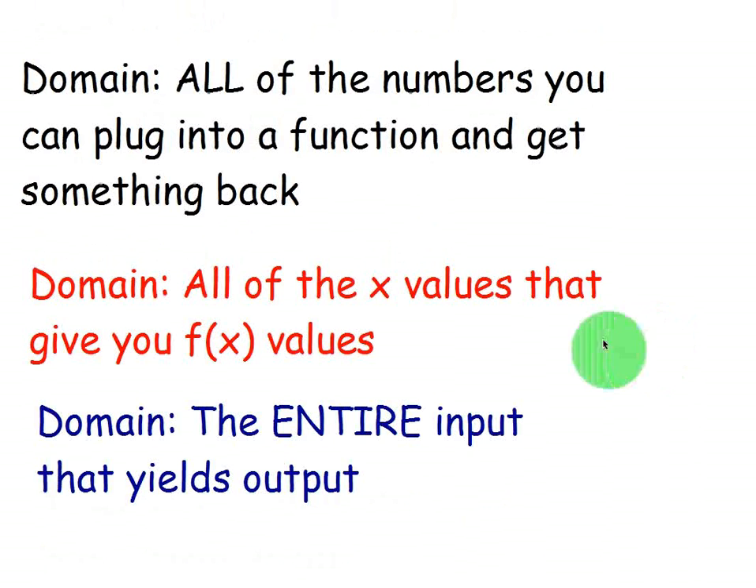The first definition is all the numbers that you can plug into a function and get something back. Okay? All the x values that give you y values or f of x values, and the entire input that yields output. Okay, so it's not just what you plug in. What you plug in has to give you something back.